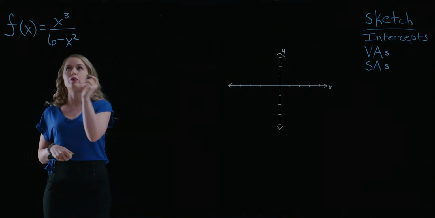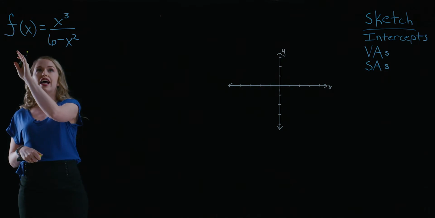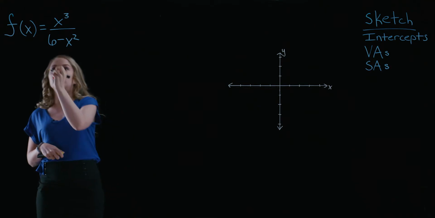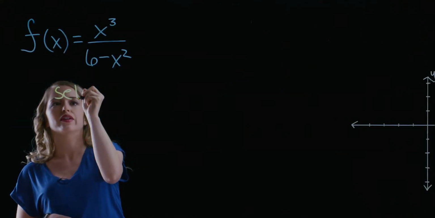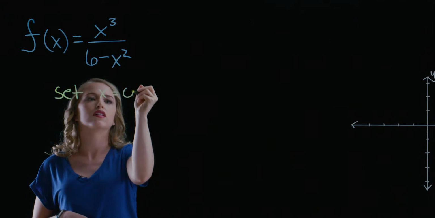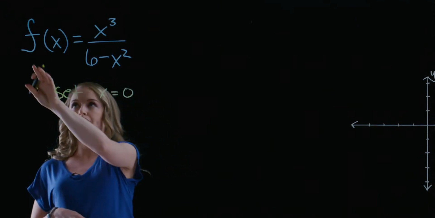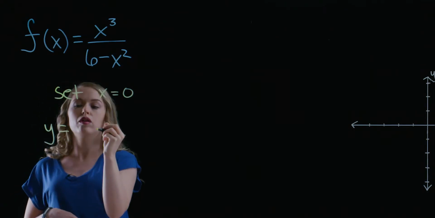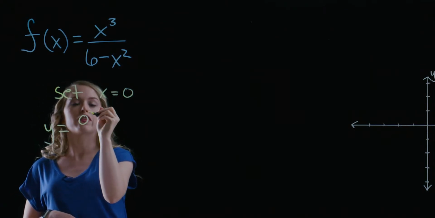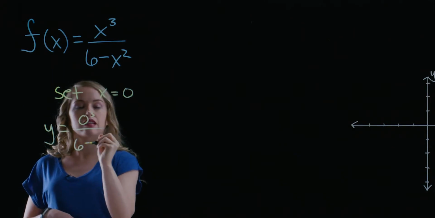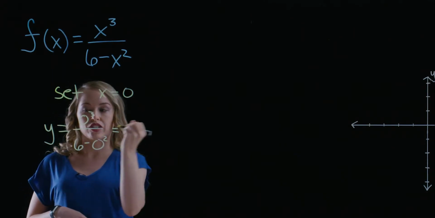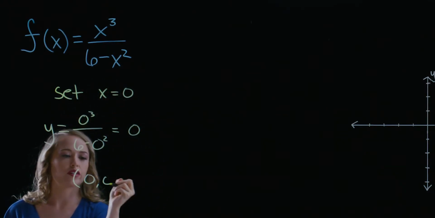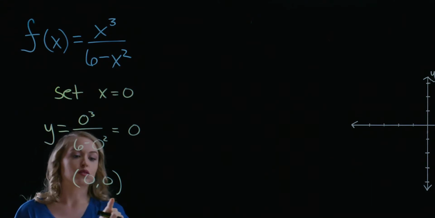To find an intercept, we want to set either x or y equal to 0 and solve for the remaining variable. So let's start by setting x equal to 0. When I do that, remember anytime I see f of x, that's interchangeable with saying y. So we'll write y is equal to 0 to the third power over 6 minus 0 squared, which just becomes 0. What that tells me is that when x equals 0, y equals 0. So that is one of my intercepts.